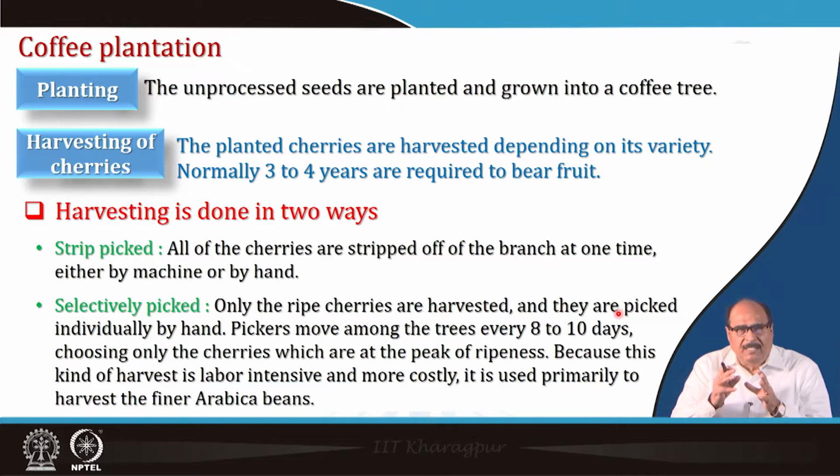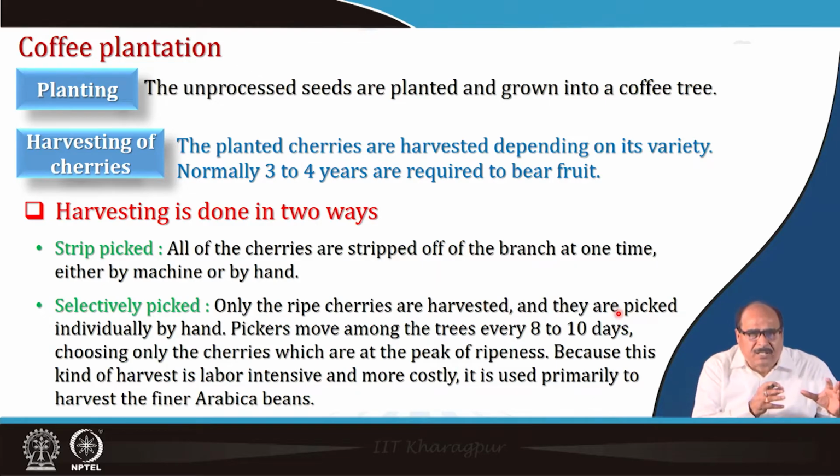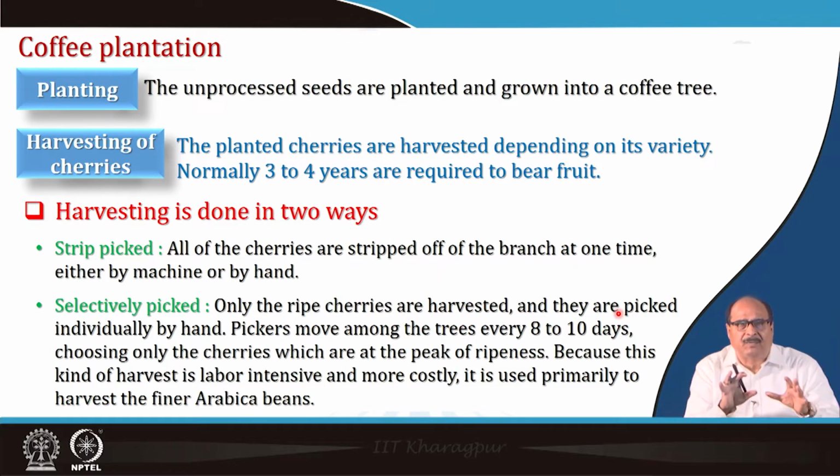About coffee plantation, the unprocessed seeds of the coffee are planted and grown into a coffee tree. The planted cherries are harvested depending upon the variety. Normally 3 to 4 years are required for a tree to bear fruit. The harvesting of the coffee cherry is done in two ways. One is strip picking, in which all of the cherries are stripped off the branches at one time, either by hand or by a suitable machine.